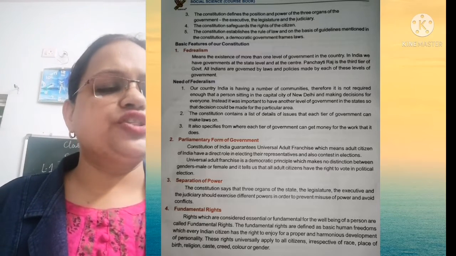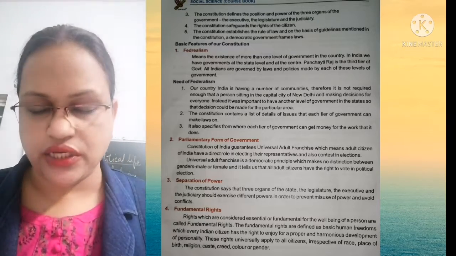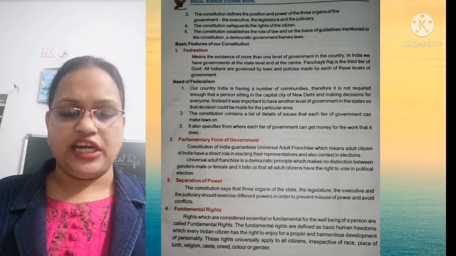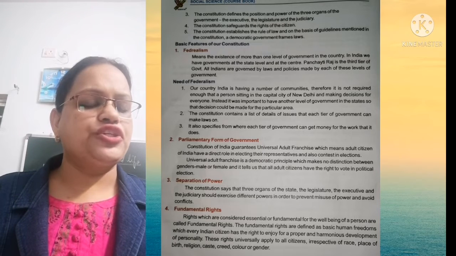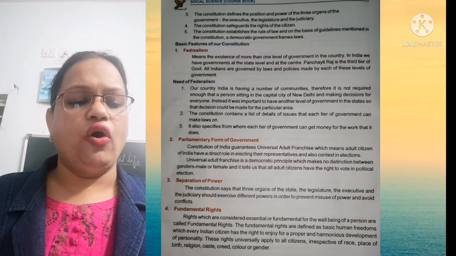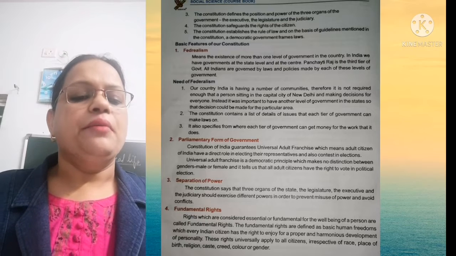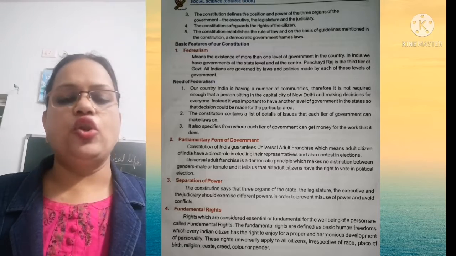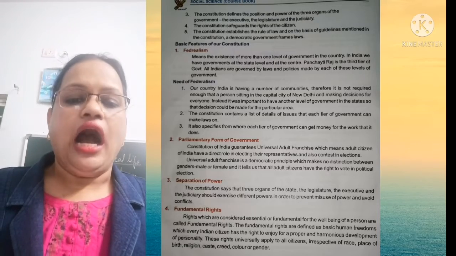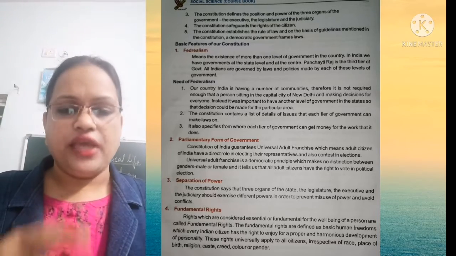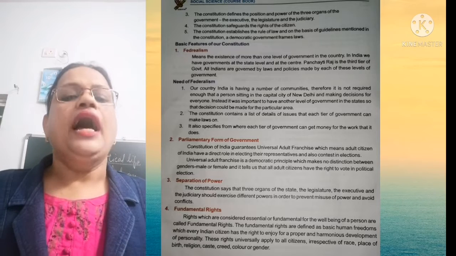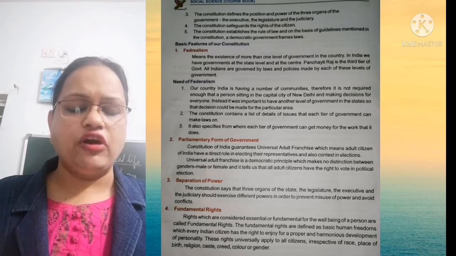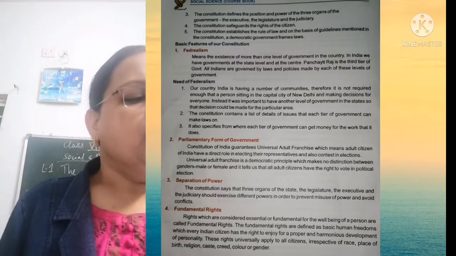Now, second point, the constitution safeguards the rights of the citizens. Any citizen is safe because of the constitution. It protects them, safeguards. The constitution established the rule of law, and on the basis of the guidelines mentioned in the constitution, a democratic government frames law. It frames, makes. Just as any picture has a frame, in the same way the constitution is also formed and a democratic government frames law. Who makes it? The democratic government, it frames the law.